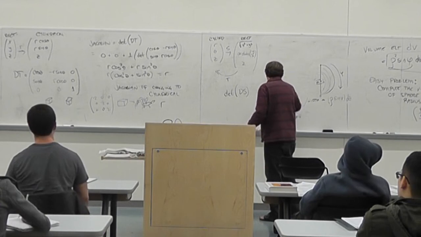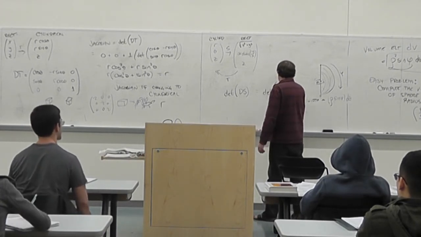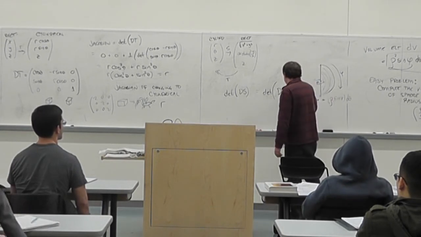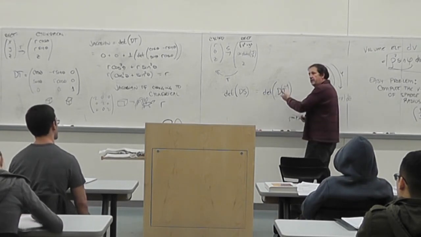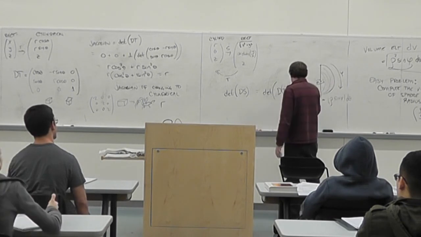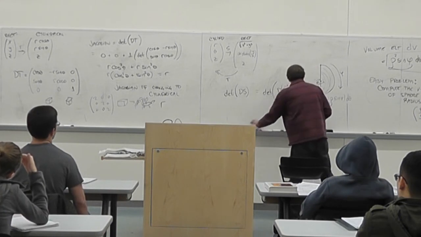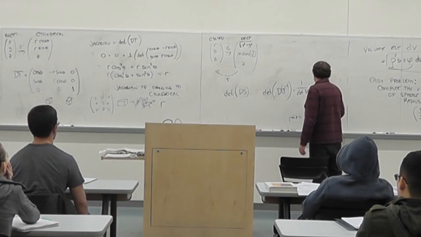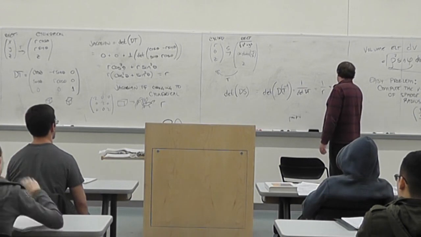So let's write it in one more step. This is the determinant of DS, which is the inverse of DT, because S is T inverse. But the derivative of the inverse matrix is the inverse of the derivative matrix. So this is just going to be 1 over the determinant of DT, which is 1 over r. But I want it in x, y, and z. So that's 1 over square root x squared plus y squared.